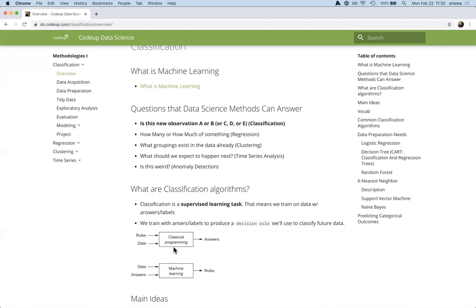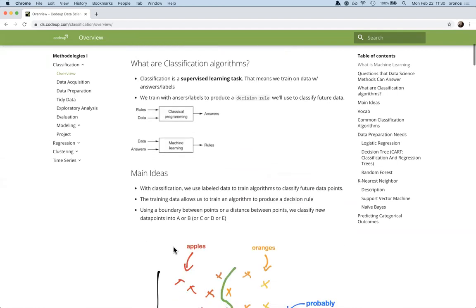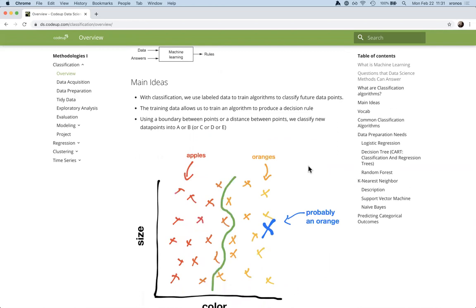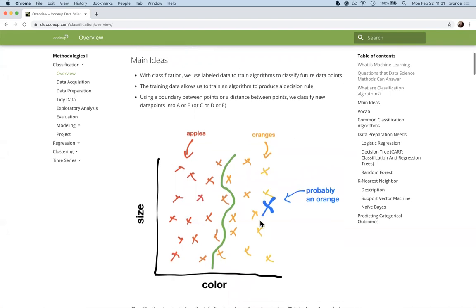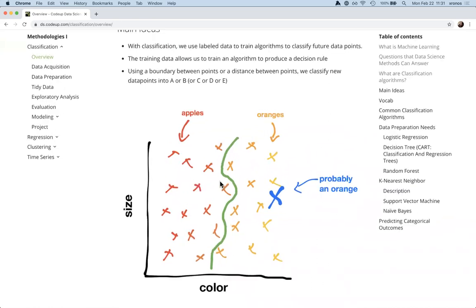All right. So let's talk about some of our main ideas here. What's the big idea? Well, with classification, like we talked about, we're using labeled data. That's where we have the answers to train algorithms to classify future data points, right? So I talked about this idea of a decision rule. The decision rule is some sort of boundary, right? It's a boundary between sets of data points. So let's take a look at this example right here.